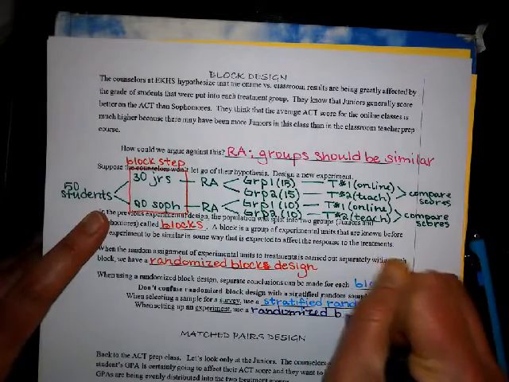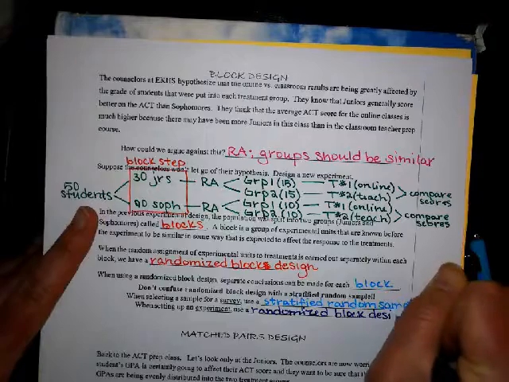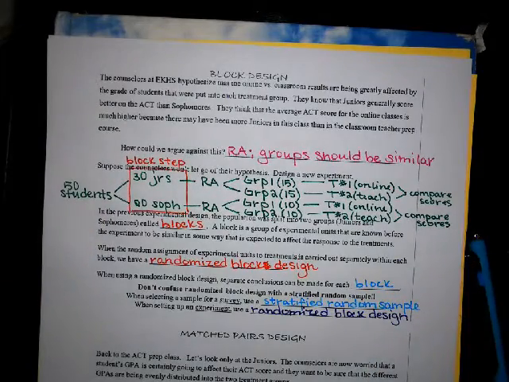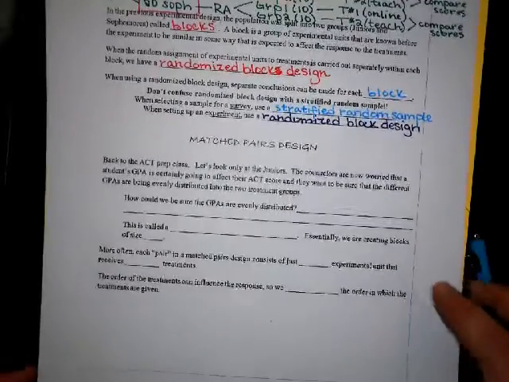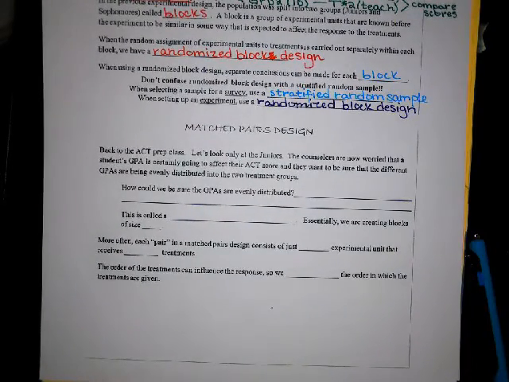And then another experimental design that we're going to talk about today is matched pairs. Going back to the ACT prep class, we're going to only focus on juniors. The counselors are now worried that a student's GPA is certainly going to affect their ACT score, and they want to be sure that the different GPAs are being evenly distributed into the two treatment groups. So how can we be sure the GPAs are evenly distributed?